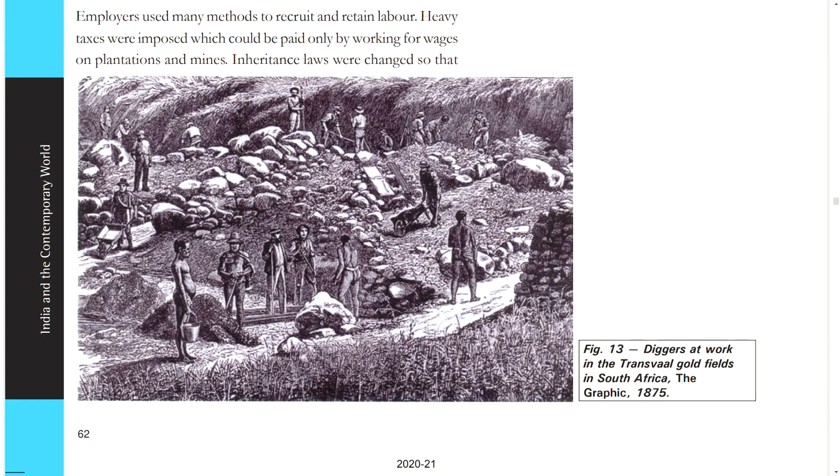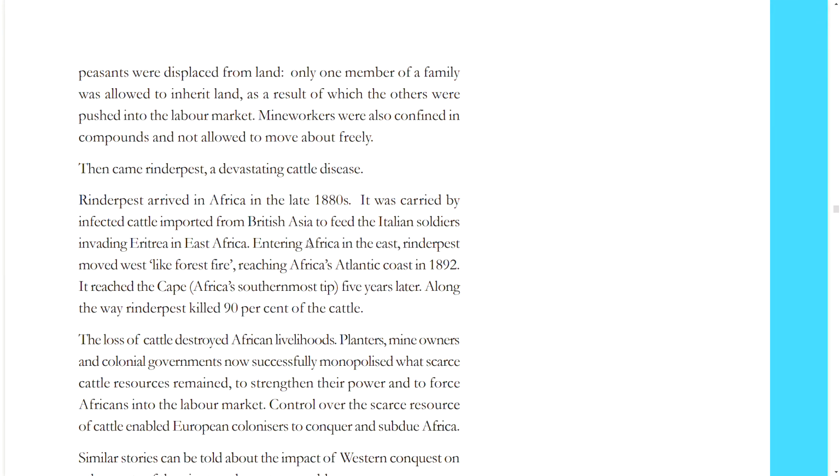Figure: diggers at work in the Transvaal gold fields in South Africa, The Graphic, 1875. Peasants were displaced from land. Only one member of a family was allowed to inherit land, as a result of which the others were pushed into the labor market. Mine workers were also confined in compounds and not allowed to move about freely.